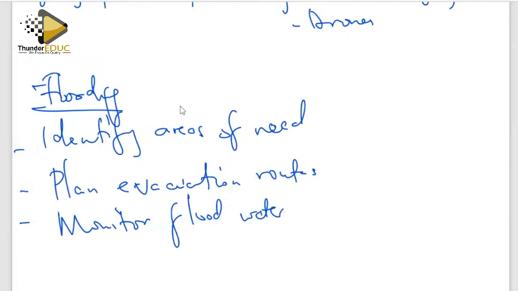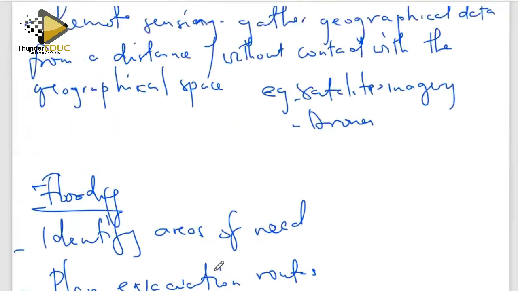We can use remote sensing to monitor the flood water, like monitoring the levels of the flood waters without getting into contact with the actual ground. So basically, those are some of the basic needs of using remote sensing in a flood situation.